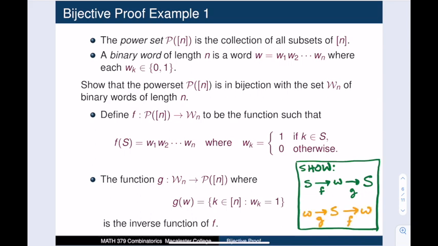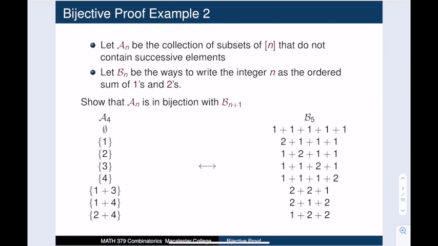And I need to show that if I start with a binary word w, apply g, and then apply f, I get back to that same binary word that I started with. These two arguments are pretty straightforward for these simple functions. Okay, so let's look at a trickier example.